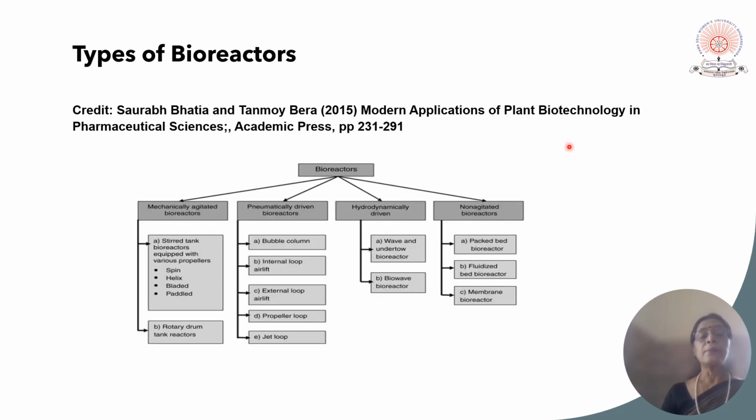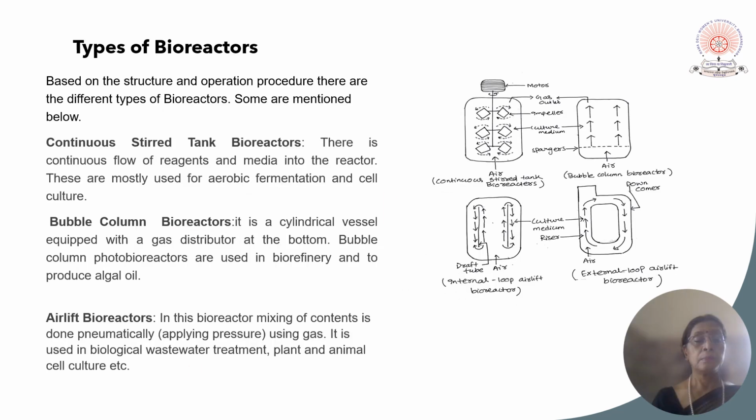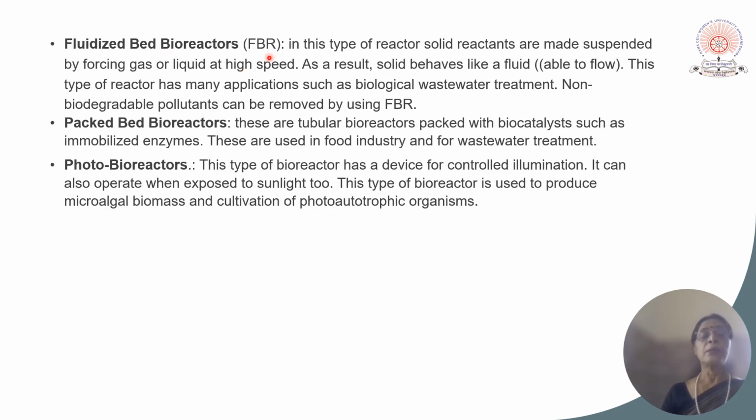These are the different types of bioreactors. Based on how the bioreactor gets operated, there are different varieties of bioreactors. Based on the structure and operation procedure, there are different types of bioreactor: continuous stir tank bioreactor, bubble column bioreactor, airlift bioreactor, fluidized bed bioreactor, packed bed bioreactor, and photobioreactor.